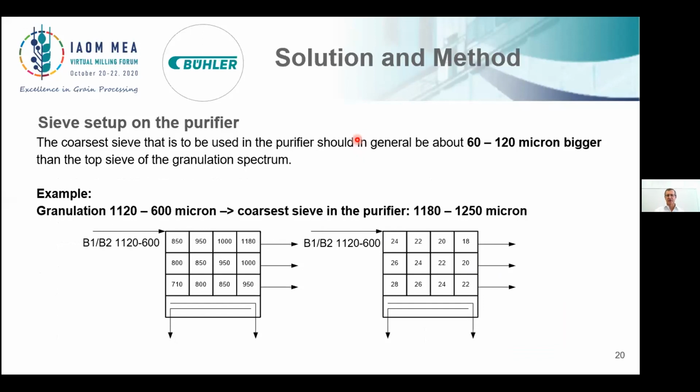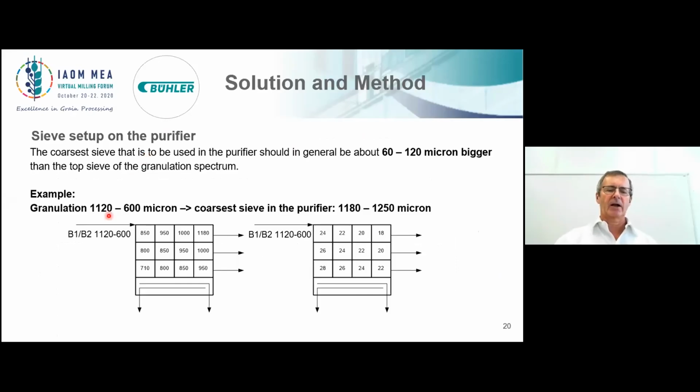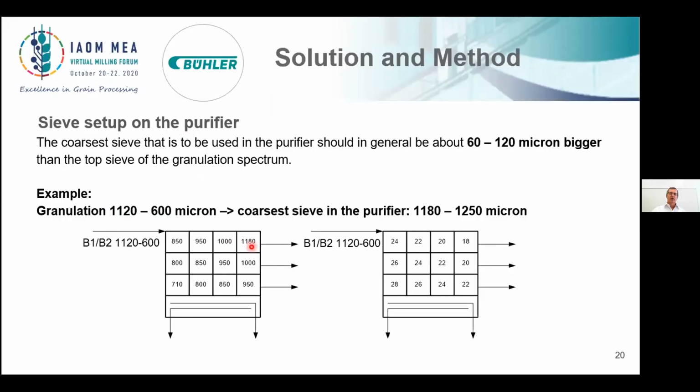Now, sieves are important on the purifier. You get a granulation from a sifter, like 1120 to 600 microns. Now, you may have wondered why then on the purifier you don't have 1120, you have 1180 or even 1250. So you have a bigger, more open sieve at the purifier than on the sifter. Why is that?